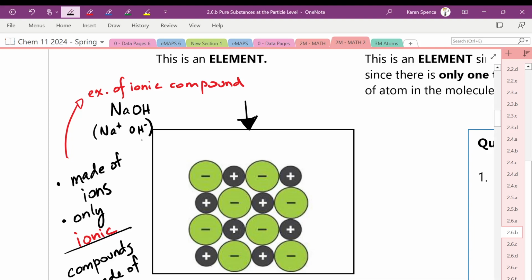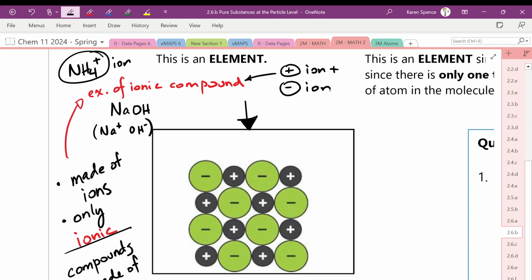NH4, that would be half of an ionic compound. NH4 is an ion, okay? But it's not an ionic compound because an ionic compound is always made of a positive ion plus a negative ion. So you got half of it, okay? What could we put with our NH4? Anything. Give me an example of a negative ion.